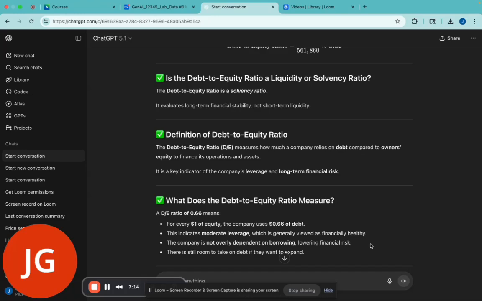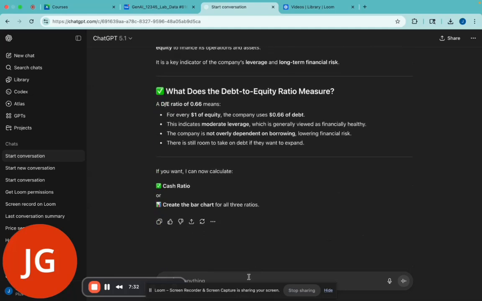And what does this debt to equity ratio measure? With a ratio of 0.66, this means that for every $1 of equity, the company uses 66 cents of debt. This indicates moderate leverage, which is generally viewed as financially healthy. Perfect. So with this prompt, once again, like for the quick ratio, it gives us the formula, the definition, the answer, as well as what this ratio measures and how it impacts Ozark Outdoor Adventures' financial position.